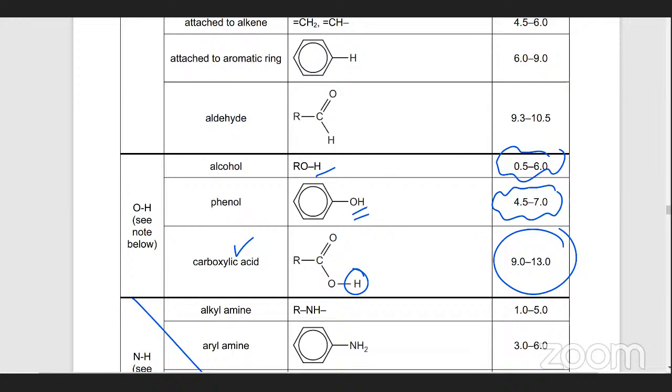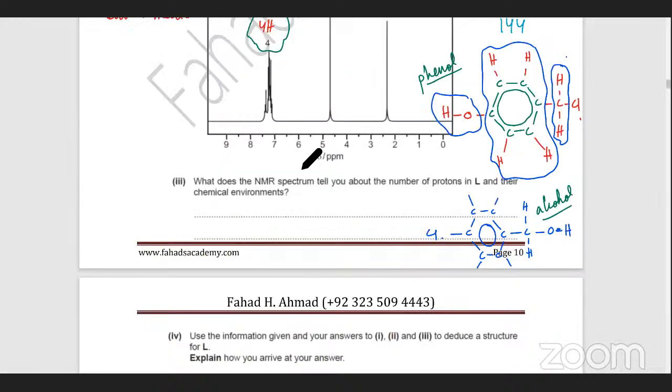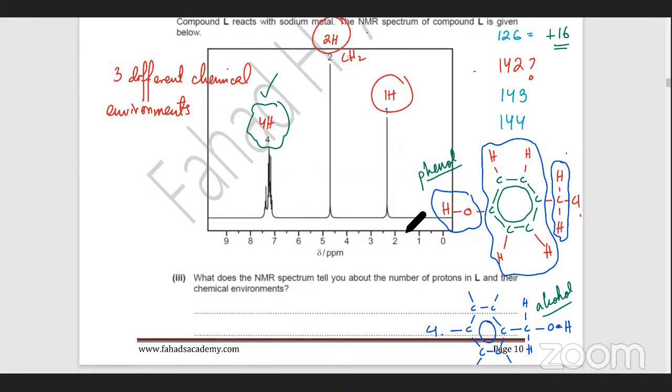So you can go and have a look at the peak. Where's the OH peak? This is probably the OH peak. So this is resonating at 2.5, or 2.4. This single H is definitely OH.